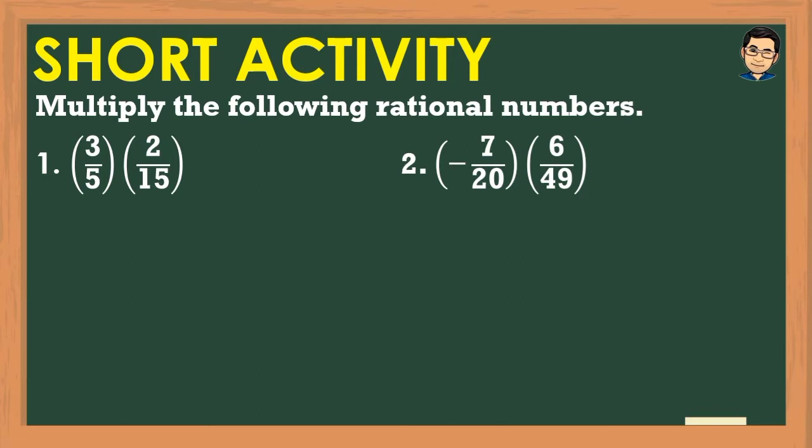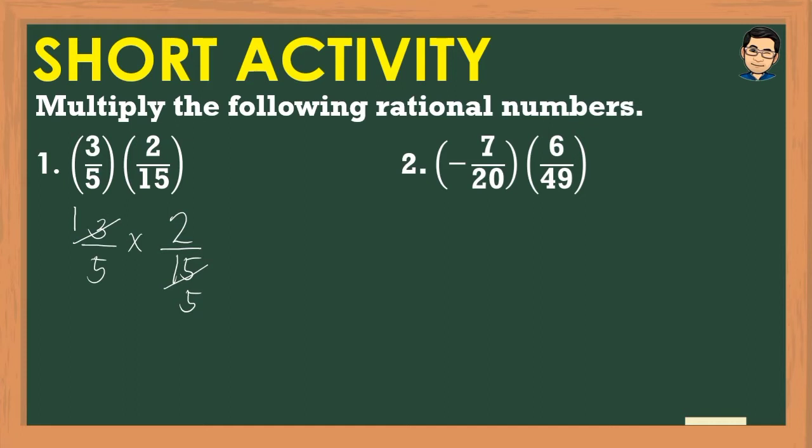So i-rewrite lang natin tong number 1. And then we will do cross multiplication. So may common factor ang 3 tsaka 15, which is 3. So, greatest common factor ng 3 and 15, that is 3. So, 3 divided by 3, that is 1. 15 divided by 3, that is 5. What about 2 and 5? So, wala po silang greatest common factor other than 1.